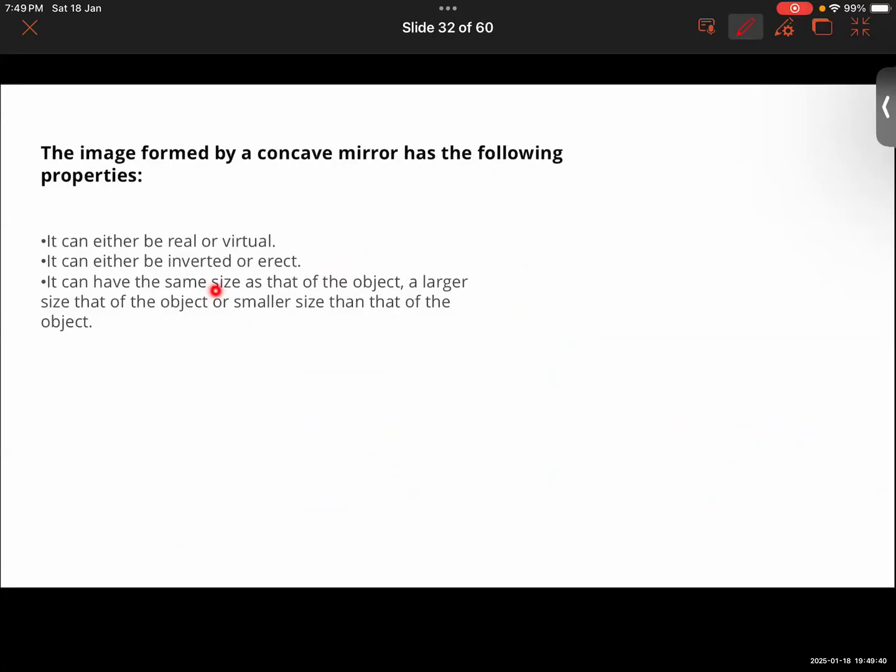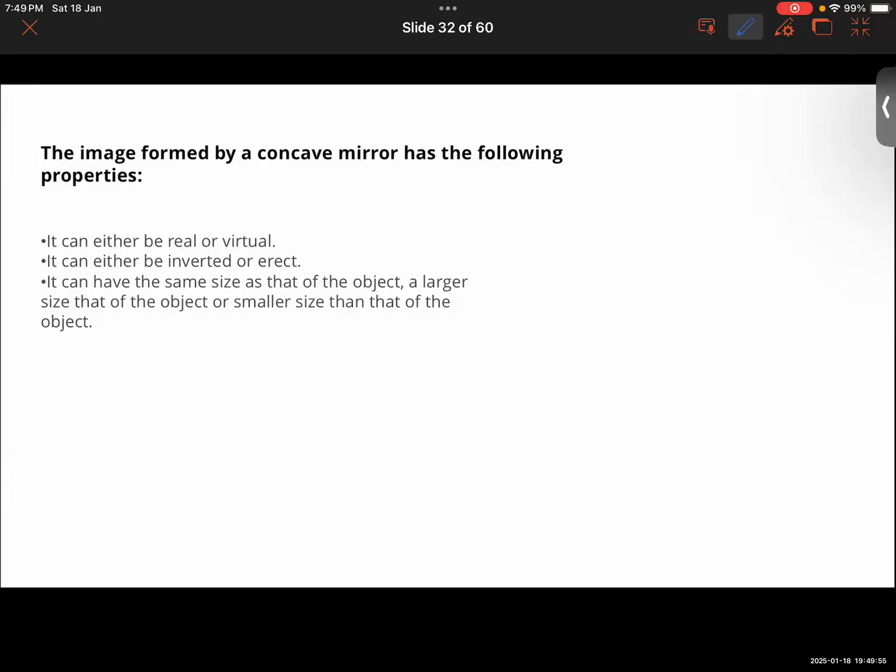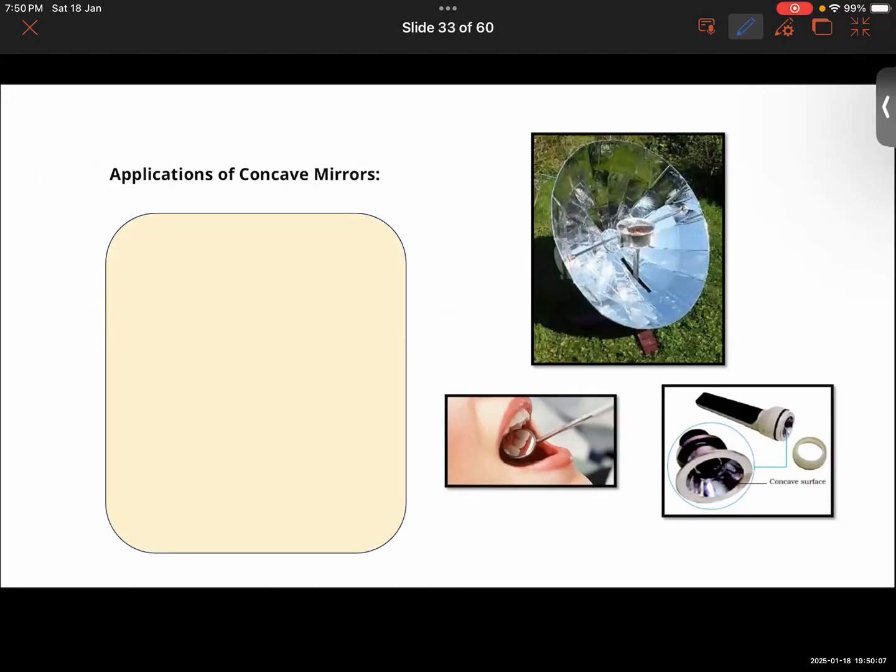It can have the same size as the object, a larger size, or a smaller size. So this concave mirror has very special properties. It is very easy to memorize the properties of the image formed by it: the image can be real or virtual, inverted or erect, and of the same size, larger size, or smaller size. So that was the concave mirror.